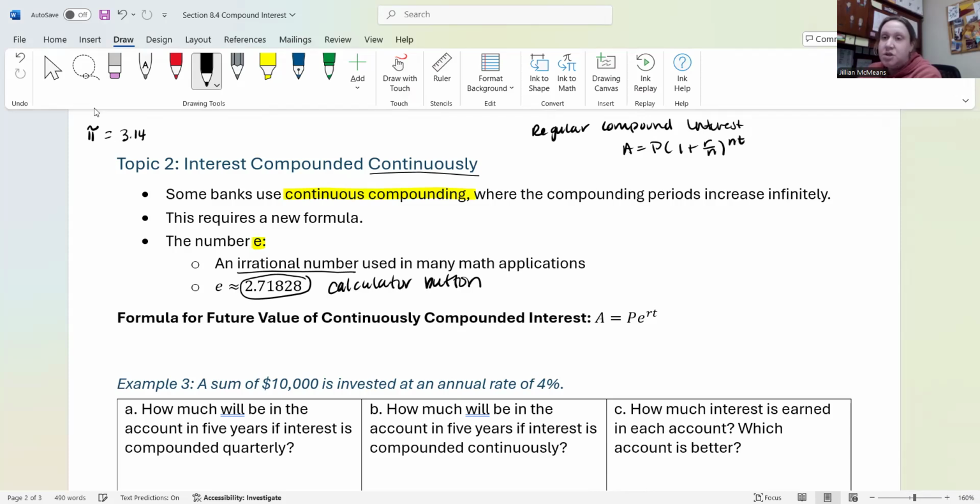Okay, so it's just another irrational number. It's similar to the idea of pi. It has nothing necessarily to do with circles, but it's similar in that it's this symbol that we use that really means this number. So e means 2.71828 approximately. Just know it goes on forever. So what is the actual formula for the future value of continuously compounded interest?